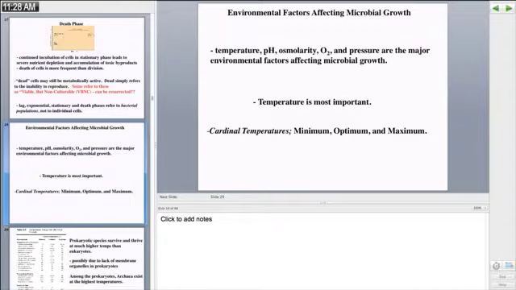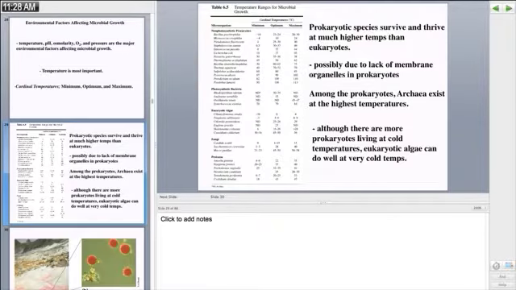So temperature is very, very important. And so as we talk about temperature as an environmental condition for bacteria, the three temperatures, the cardinal temperatures that are important to remember for any bacterial species are the minimum, the optimum, and the maximum.